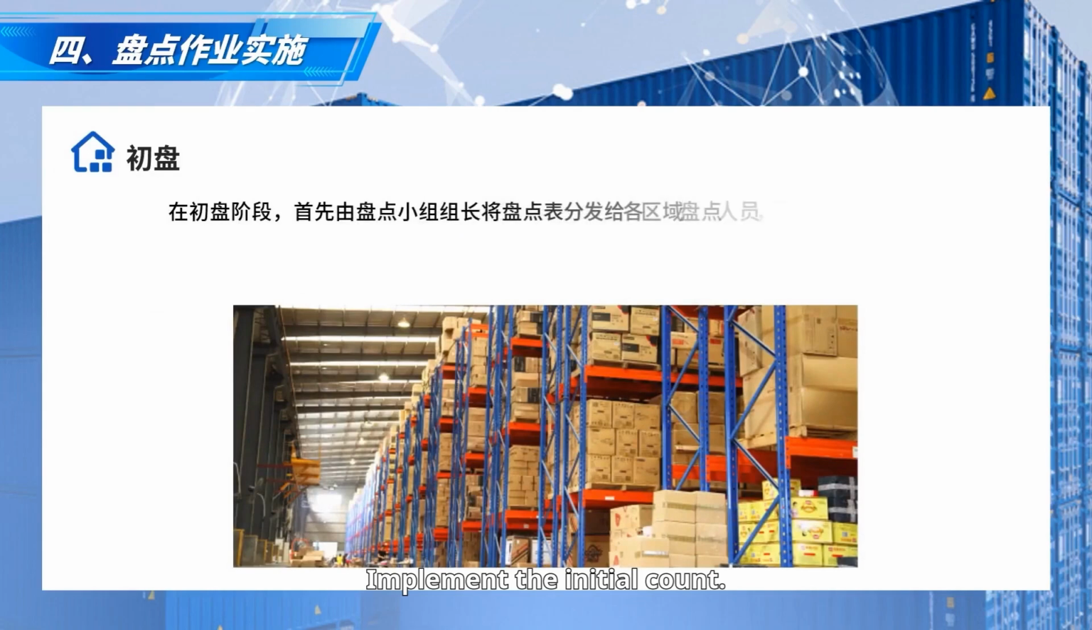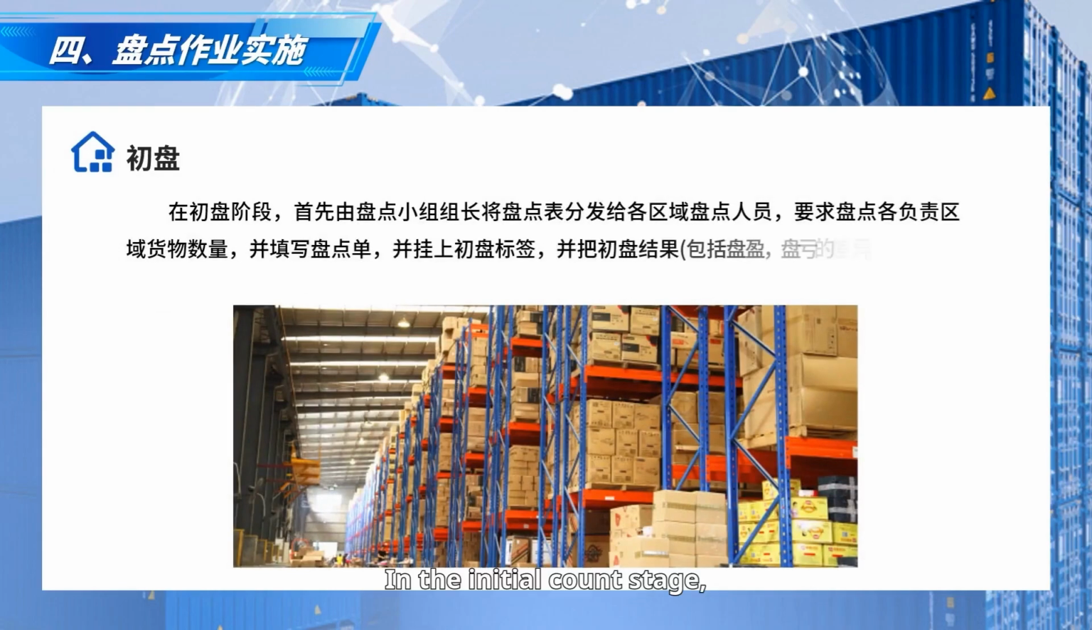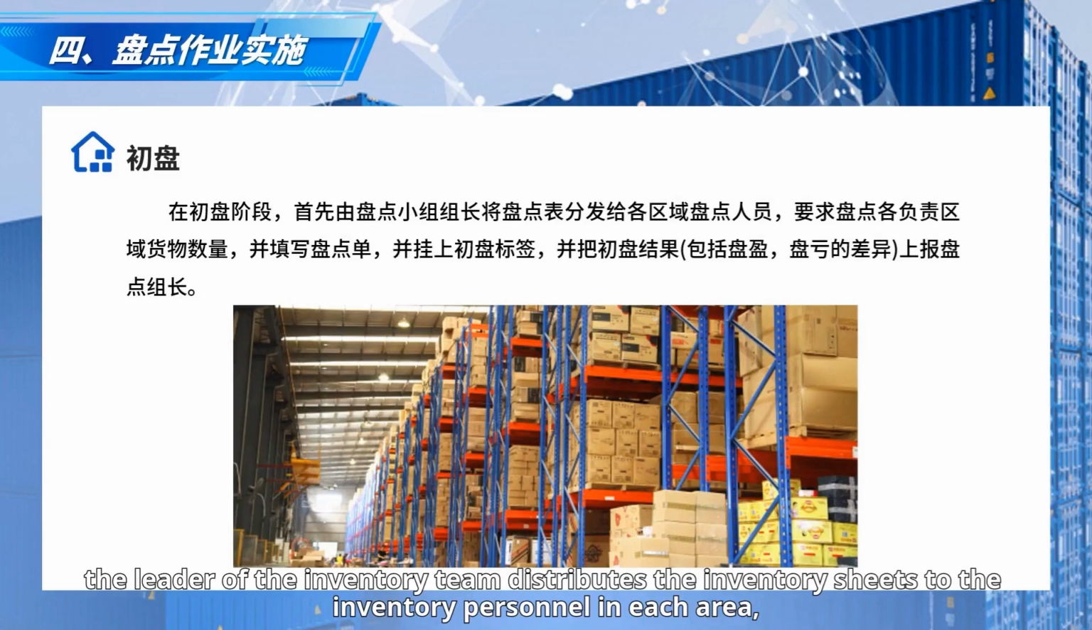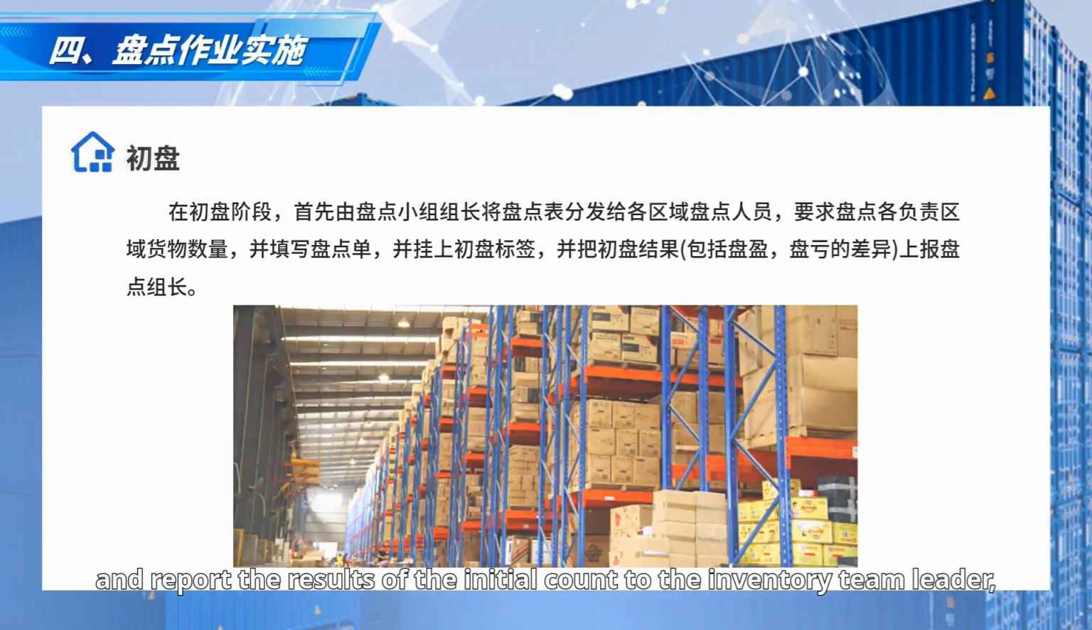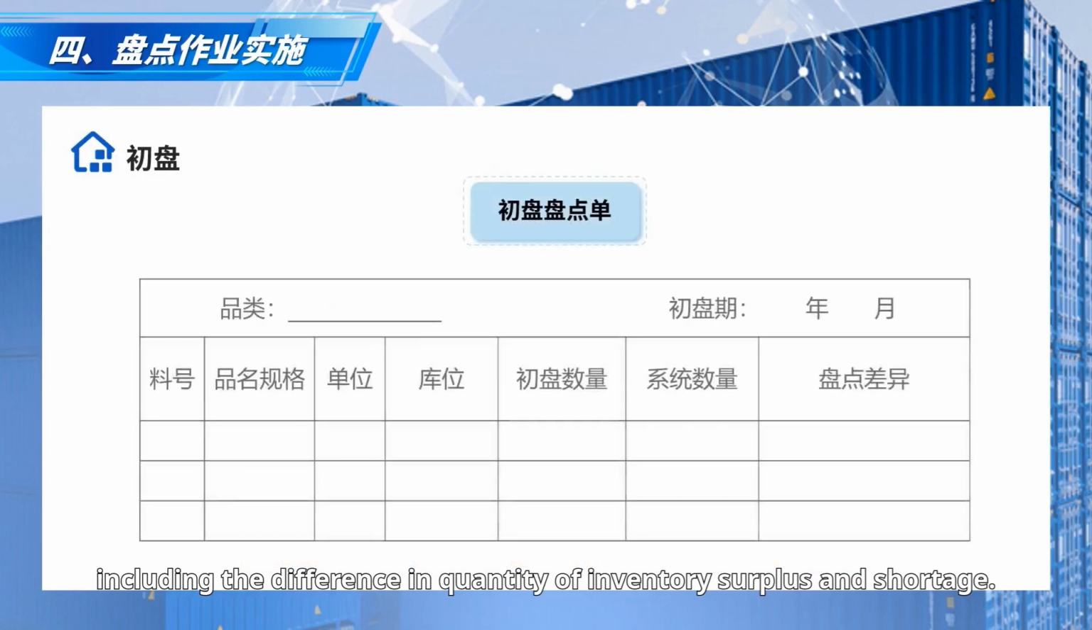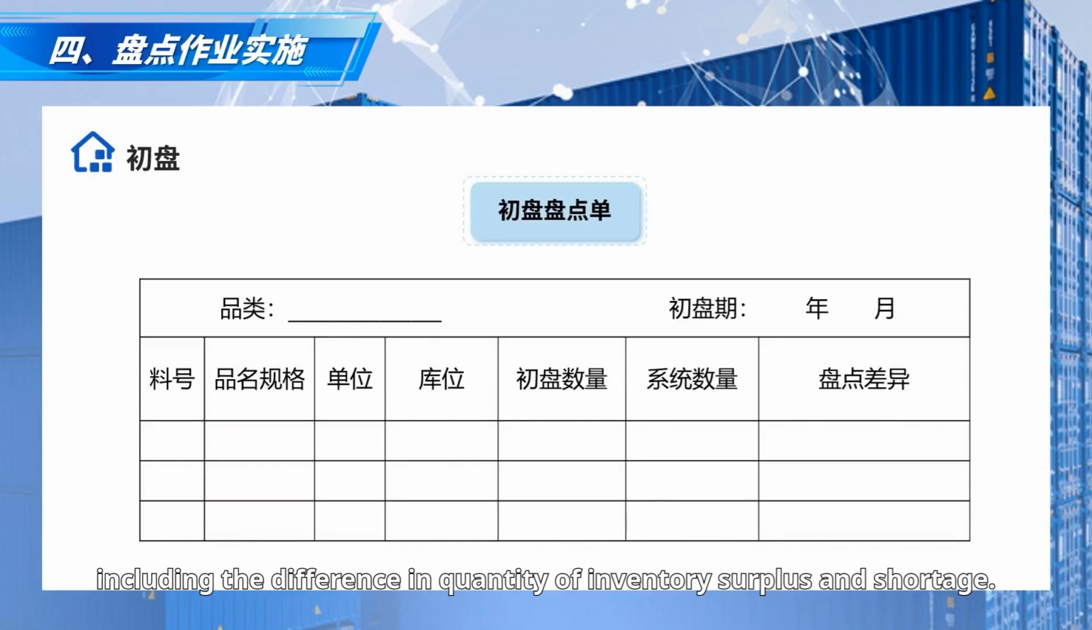Implement the initial count. In the initial count stage, first, the leader of the inventory team distributes the inventory sheets to the inventory personnel in each area, requiring them to count the quantity of goods in their respective areas, fill out the inventory sheet, and hang up the initial count label, and report the results of the initial count to the inventory team leader, including the difference in quantity of inventory surplus and shortage.